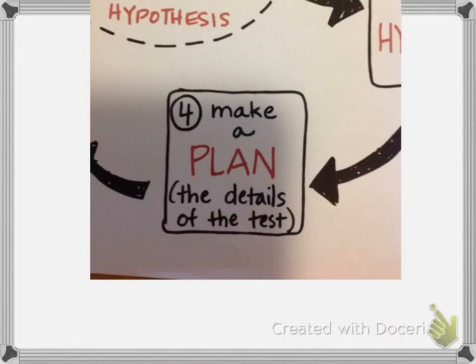Once you have come up with a testable hypothesis, you need to make a plan. And this plan includes the details of the test. So you would want to put a step-by-step, very detailed plan. A lot of times scientific explorations or experiments fail because the plan was not thought through, steps were not taken.